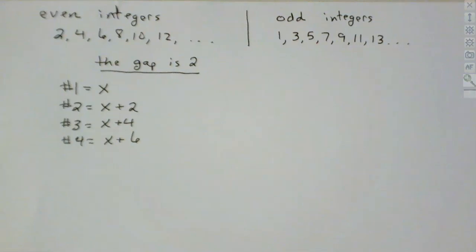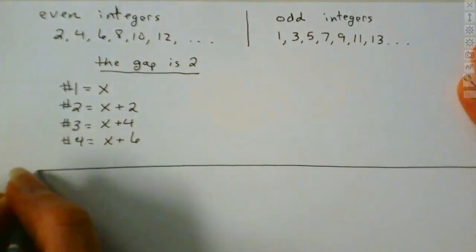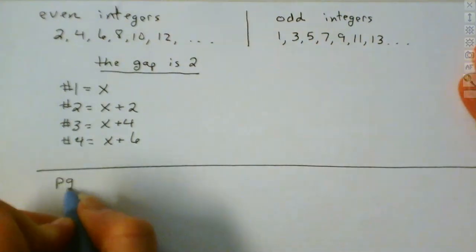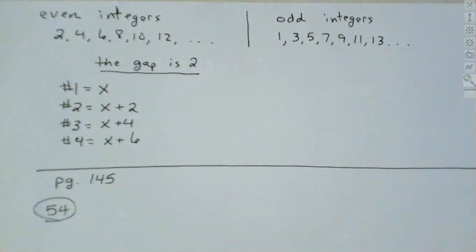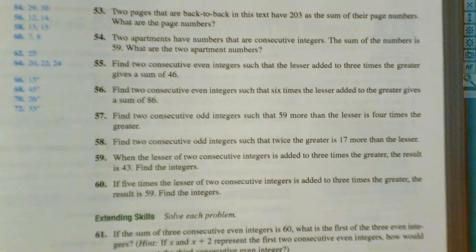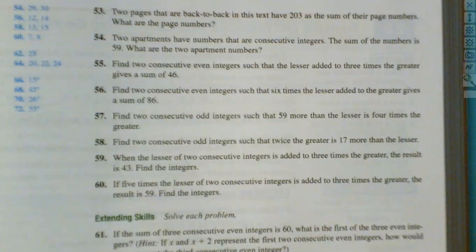So let's start off with a really, really easy one. Question 54 on page 145. These, I think, are actually a little bit easier. So question 54. Two apartments have numbers that are consecutive integers. The sum of the numbers is 59. What are the two apartment numbers?